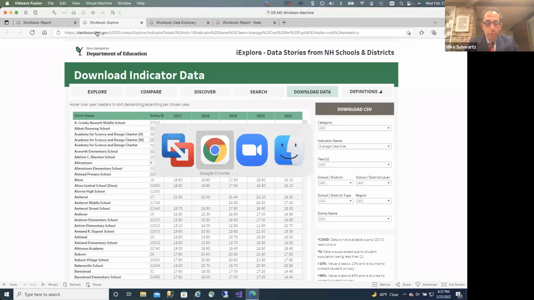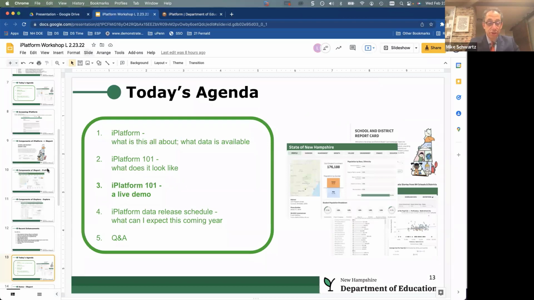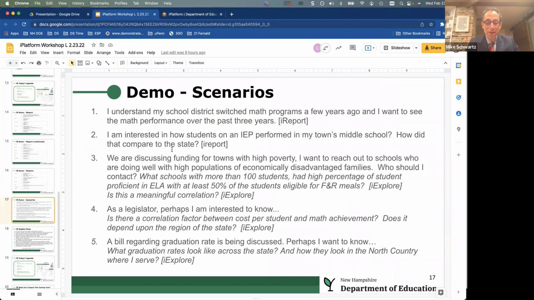Okay, what I want to do with the last little bit of time here is show you things that I thought about in my mind as a legislator, maybe I would have if I was a legislator. So we'll see if I'm right or not, if these are valid questions. But here are some examples. Maybe I'm a legislator and I understand that my school district in the area that I'm representing switched math programs a few years ago. Some of my parents have called up and they're concerned about the school or the math program. I heard they've changed systems and I want to see how their performance has changed over the past 3 years, because I know they changed the program a few years ago.